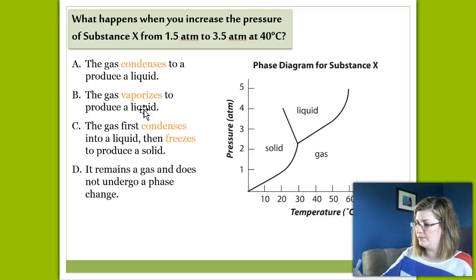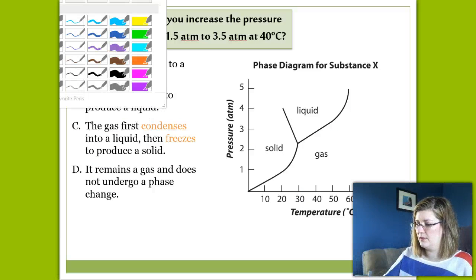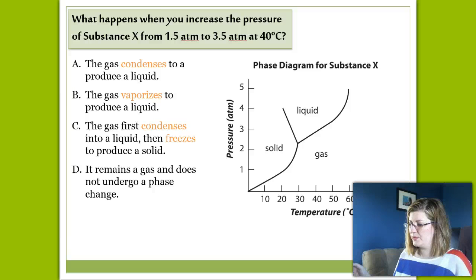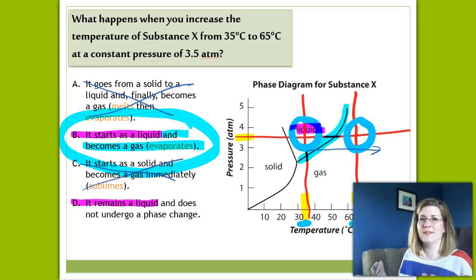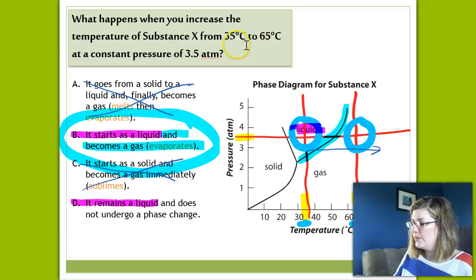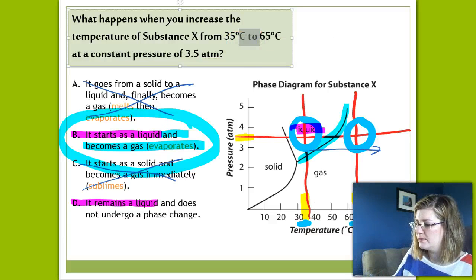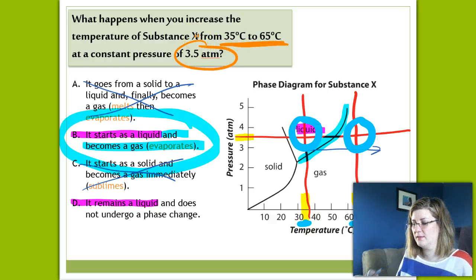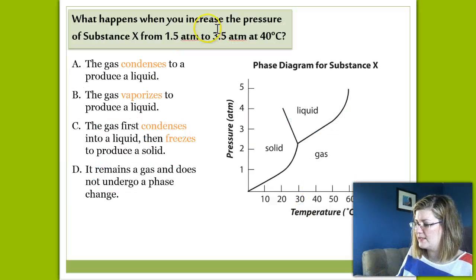Okay, this is the last one. What happens when you increase the pressure of, okay, wait a minute. Sorry. Sometimes I get ahead of myself. Here we increased temperature and we kept the pressure constant. In this next example, we're asking you to increase the pressure from 1.5 to 3 atm. We're going to keep the temperature constant.